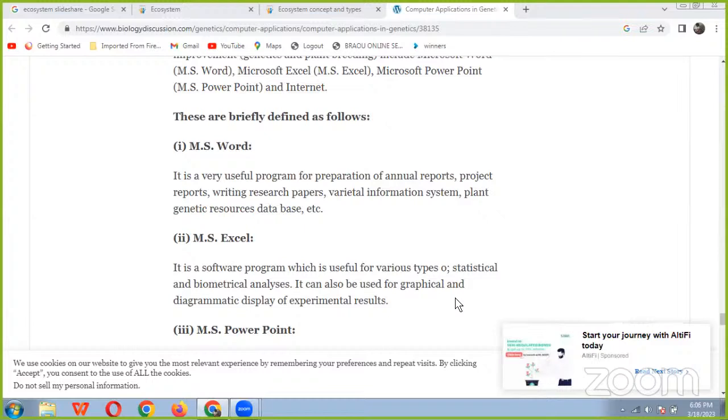Next is the analysis of numerical data pertaining to various characters using a statistical package like SPSS. Already we discussed SPSS; different types of software can also be used on computers. Next is the teaching of biology using three-dimensional models. Most teachers can use these for biology.